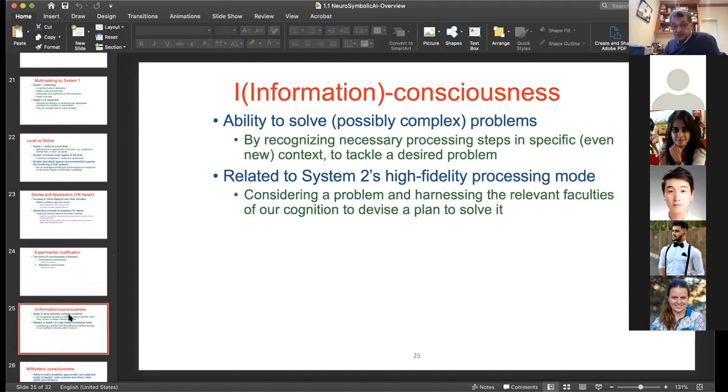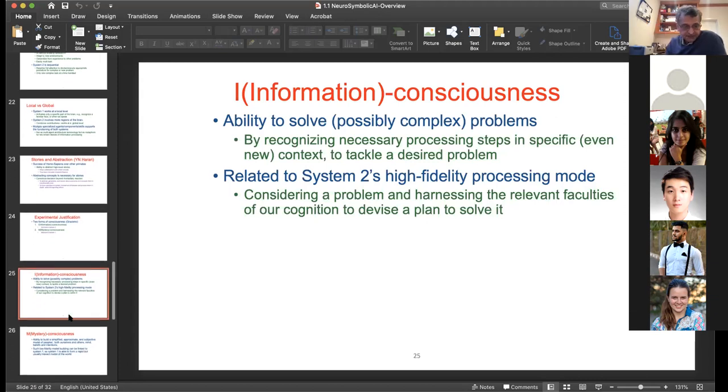Information consciousness, that is system 2, is the ability to solve possibly complex problems by recognizing necessary processing steps in specific, even new contexts to tackle a desired problem. And this I consciousness is related to system 2's high fidelity processing mode, considering a problem and harnessing the relevant faculties of our cognition to devise a plan to solve it. So it is saying there are two types of consciousness going on here. One, just going along with system 2, in this case, we're talking about first.